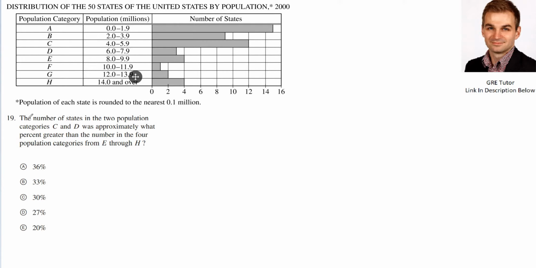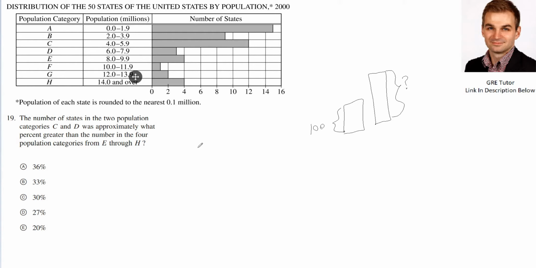Now the question says the number of states in the two population categories C and D was approximately what % greater than the number in the 4 population categories E through H. So what they're saying is, here's this thing. This is your original amount. How much bigger is this thing? And the way you think of this is you say, okay, so this is actually 100% of the original. So what percentage of the original is this big thing? And that's how we're going to solve it.